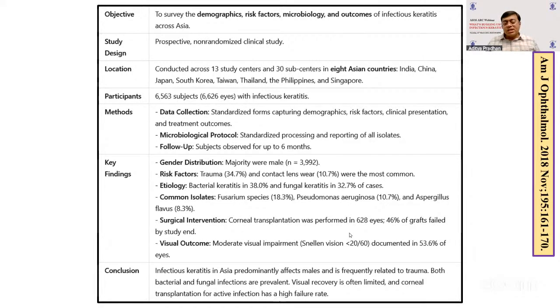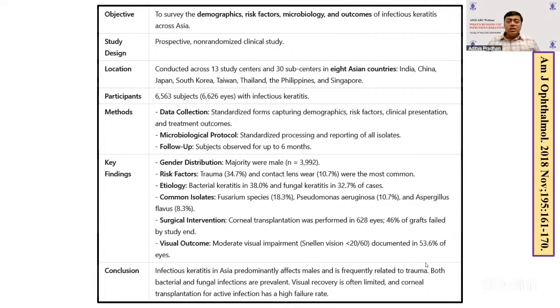Now, another sobering statistic was that out of these eyes, 628 eyes needed a therapeutic corneal transplantation, in which, at the end of the study, 46% of the grafts failed by the end of the study period. So almost 50% of the grafts failed.